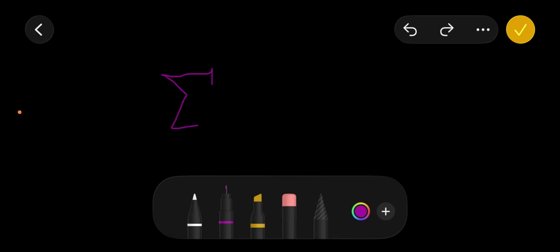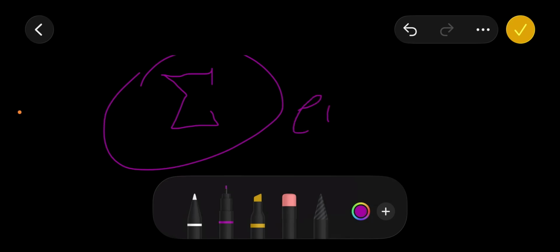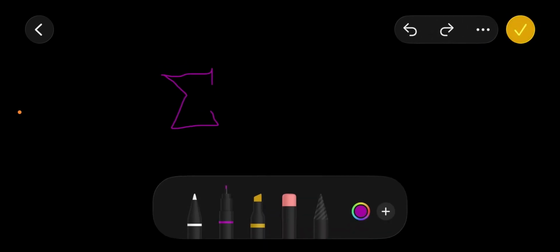It looks like this. Now, in the 1700s it was created by a guy named Euler. He created many things, like the Euler number, of course. So today I'm going to teach you what summation actually is. So this is the symbol, and let's do a question with it.